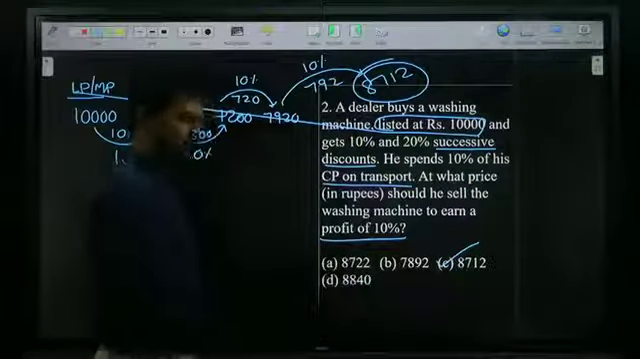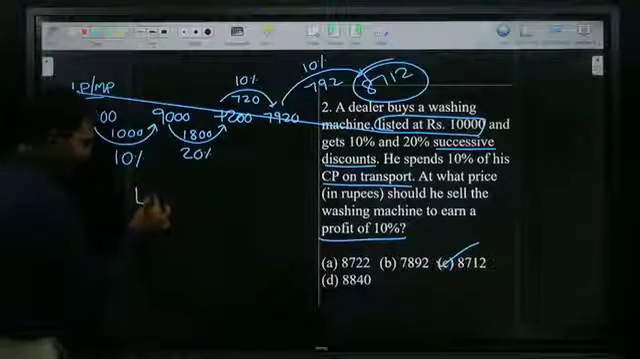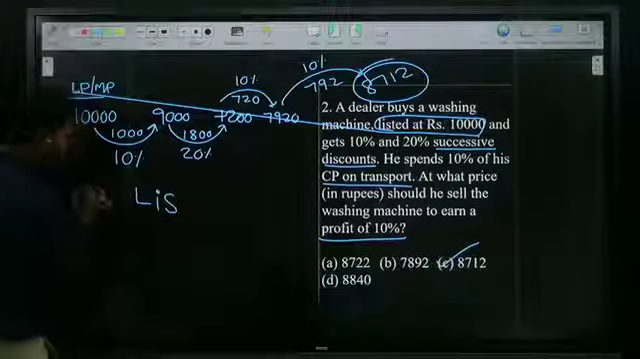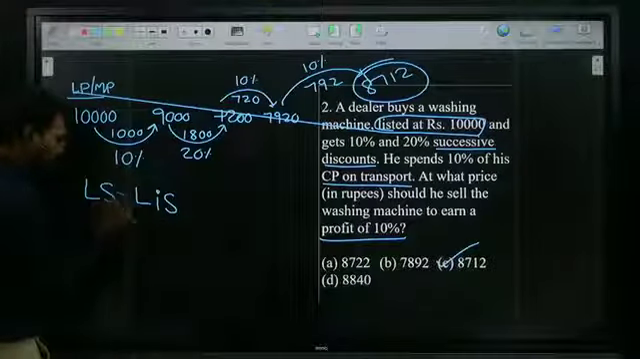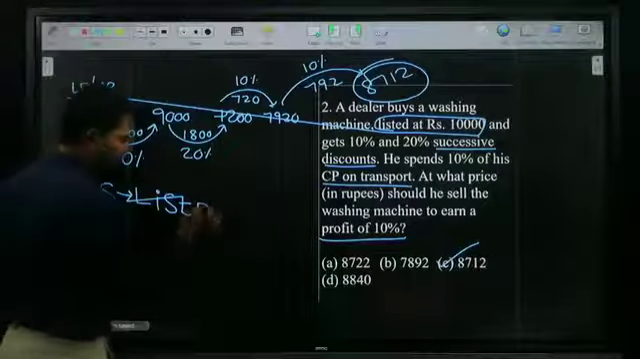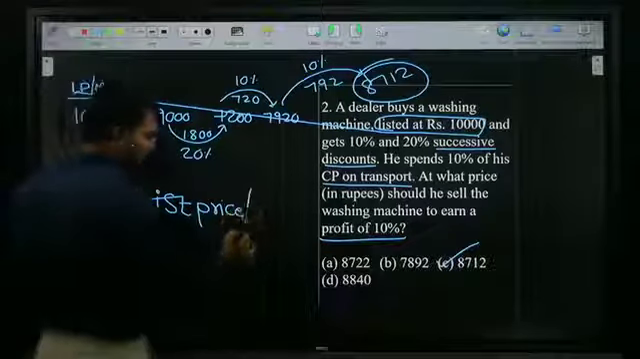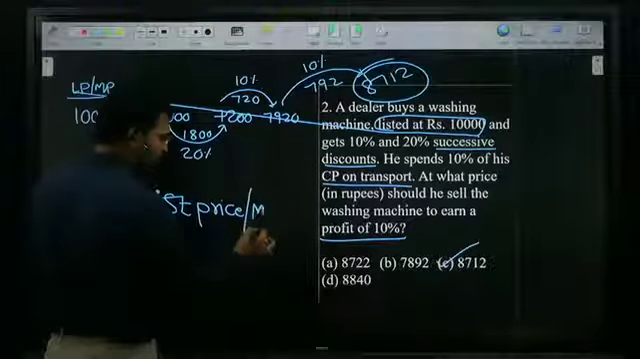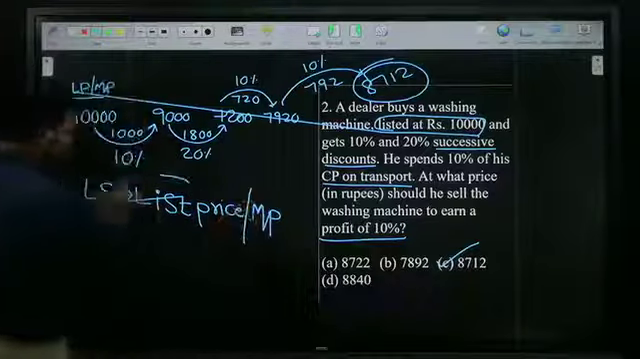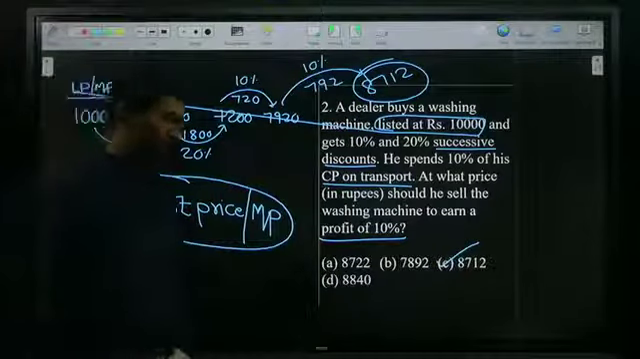I already told in the basic class itself that LP is nothing but not CP. That is list price. I already told list price is nothing but marked price. Both are same. List price, MRP, marked price. Okay.